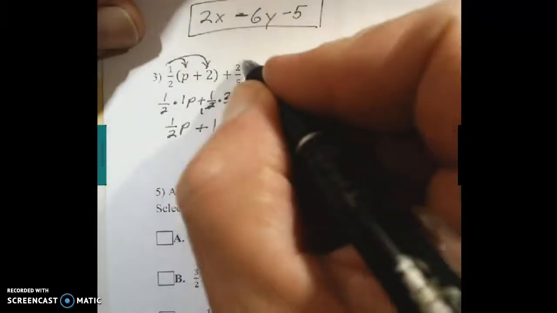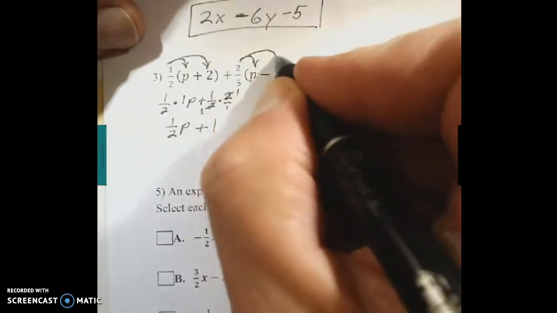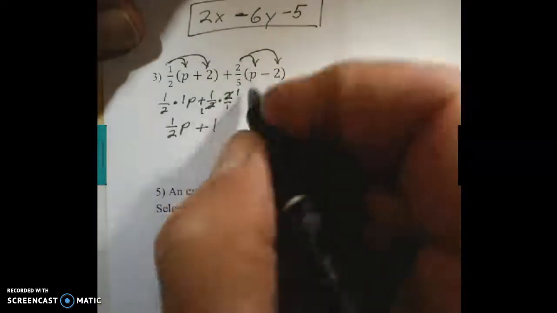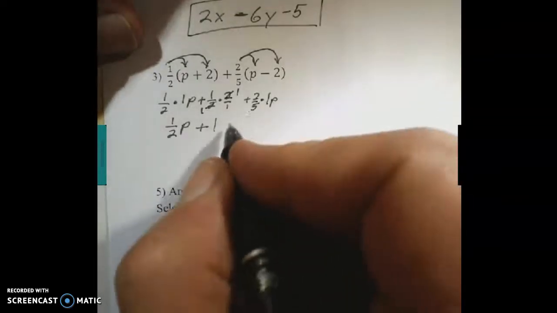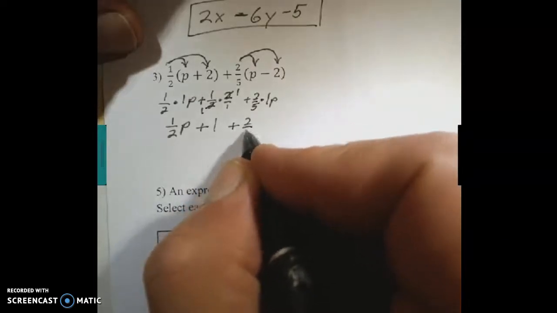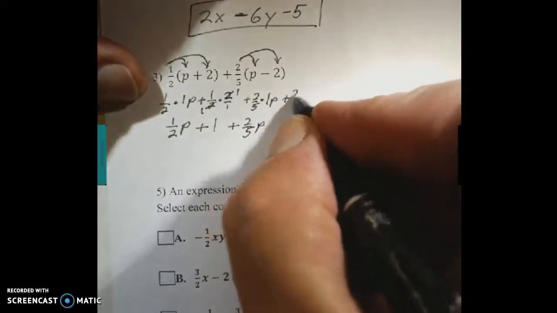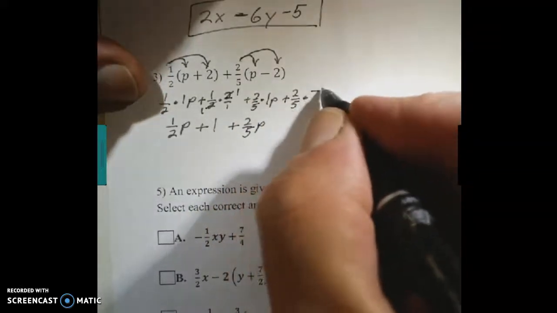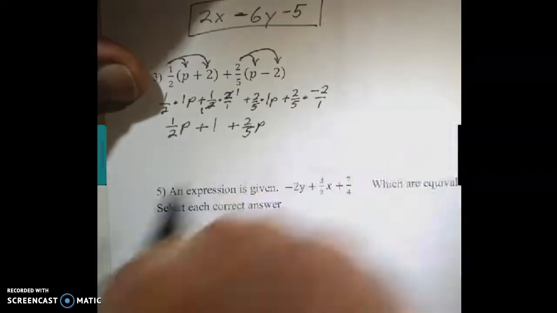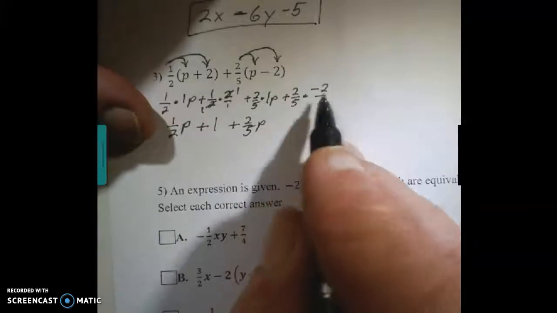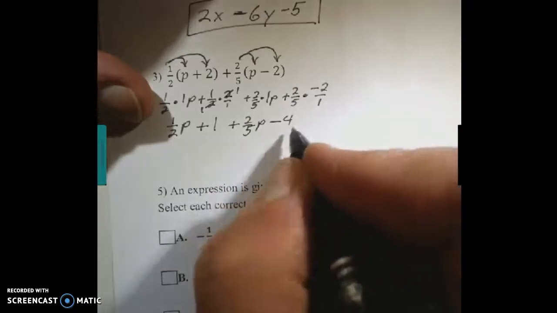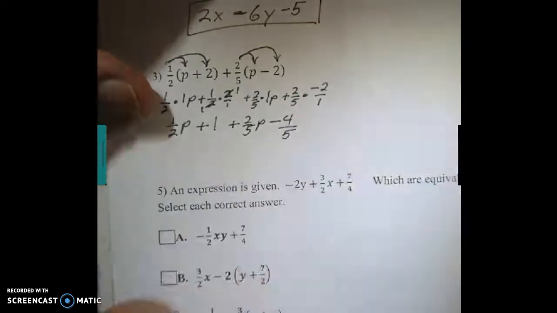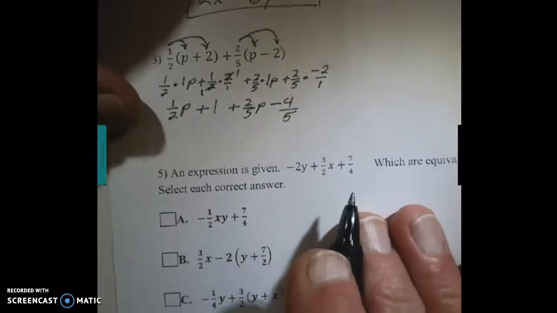Then back to this second part, it's 2/5. A positive 2/5 times everything in here, so it's a positive 2/5 times 1p, which would be a positive 2/5 p. And then a positive 2/5 times a negative 2, which again, you could put a 1 under it to make it look like a fraction. Numerator times numerator is going to give us a negative 4. 5 times 1 in the denominator will give us 5, so it's minus 4/5.